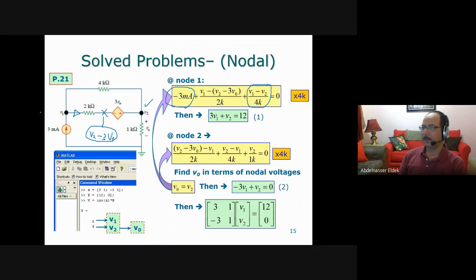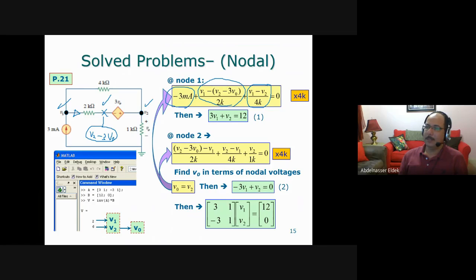So this is what you need to write here. The current equals V1 minus the voltage here, which is between brackets V2 minus 3V0, over the resistance, which is 2K. Then this is the first equation.